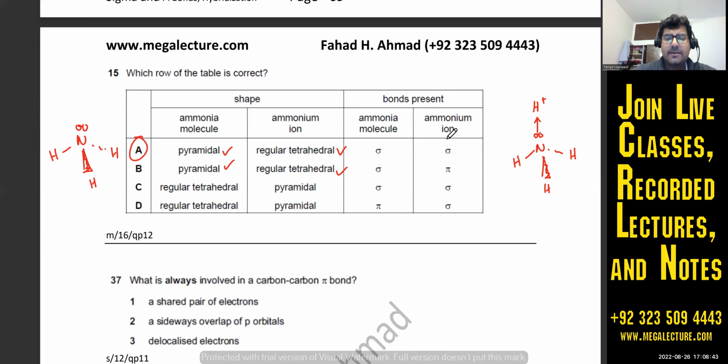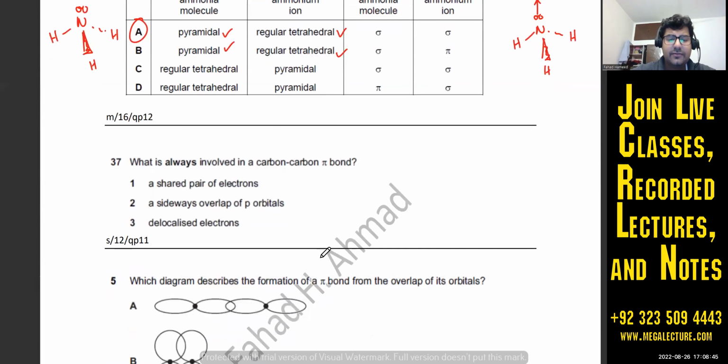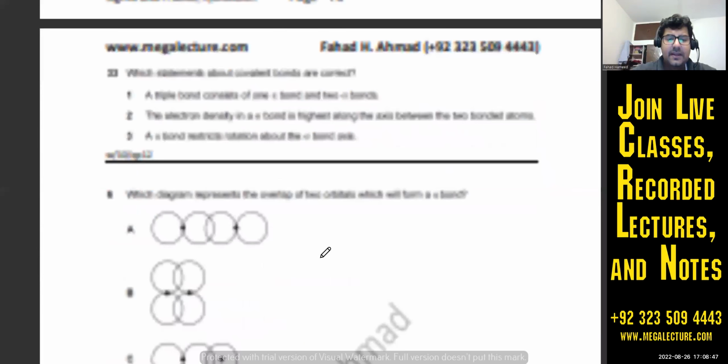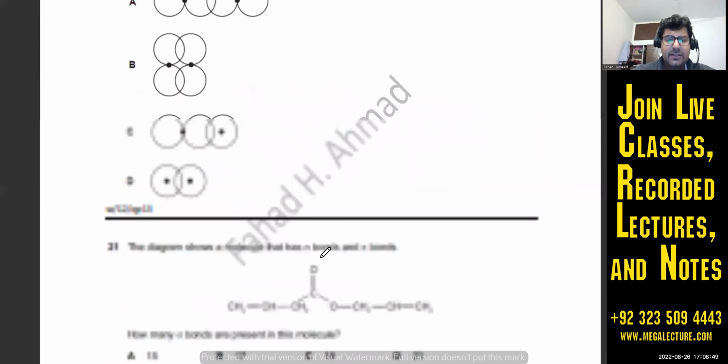Anyways, you didn't study sigma and pi bonds, so usko skip kar dete hain. Acha, other questions about shapes of molecules.